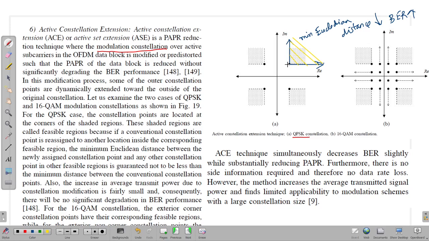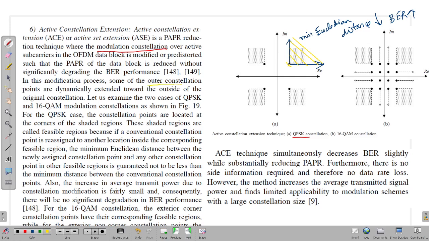When you are changing this constellation point to any other point on this complex plane in this shaded region, we are actually increasing the separation distance with respect to the other constellation points. As a result, the BER will slightly improve, and also you are changing the amplitude and phase of this particular constellation point. As a result, you are reducing the peak to average power ratio. So that is the idea that is discussed here.